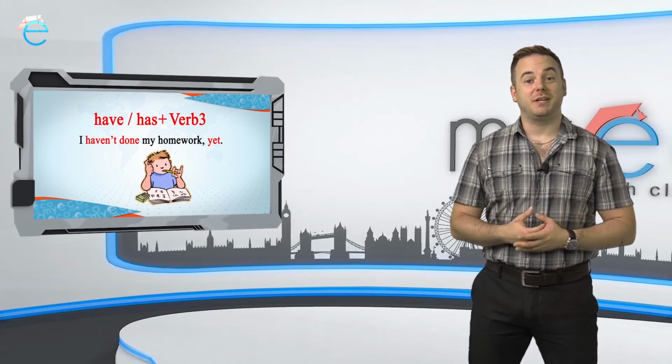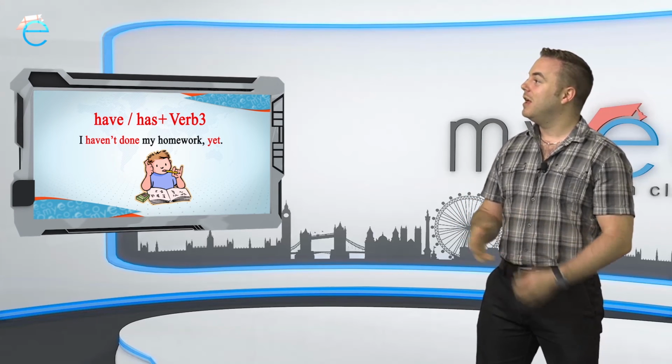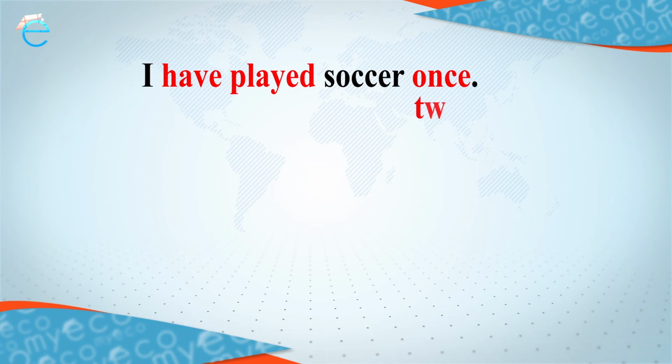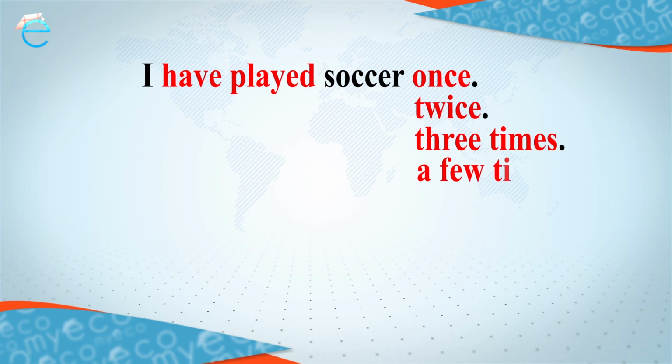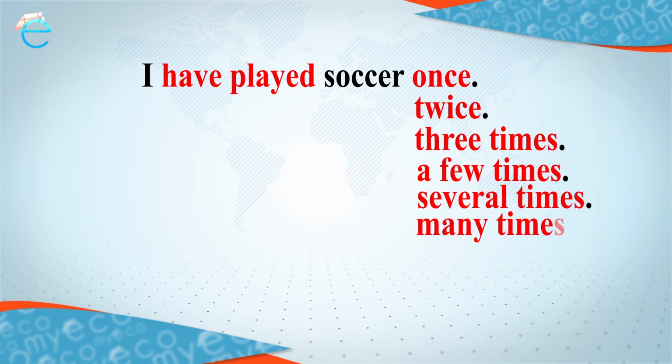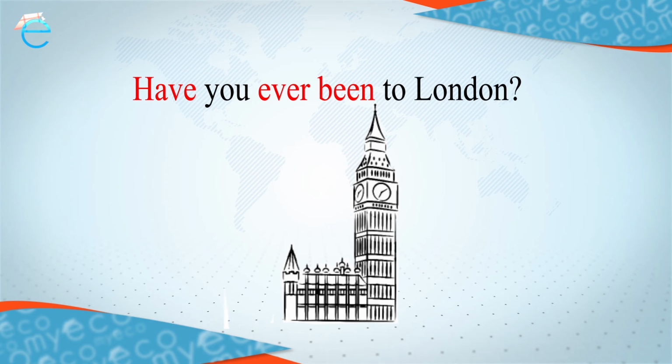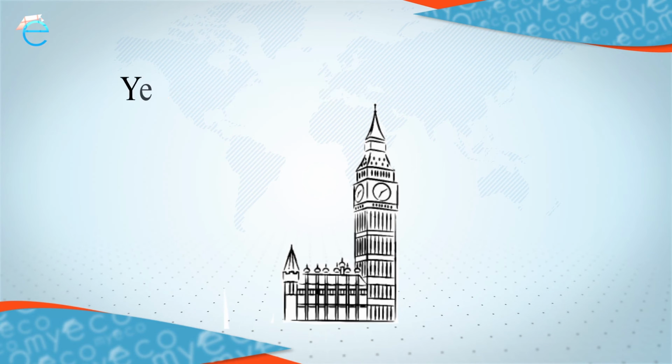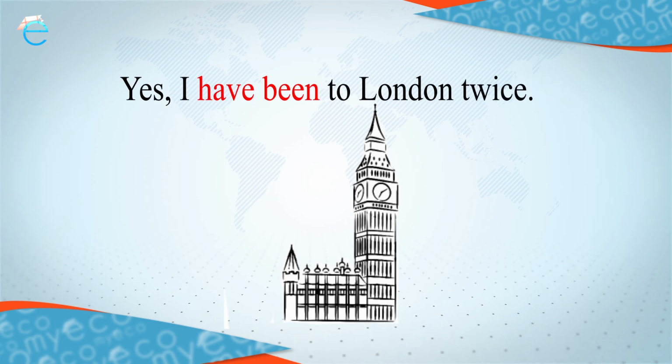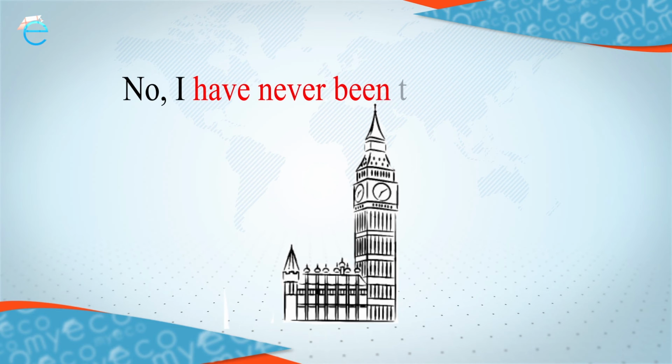And if we want to talk about experience, we can say, for example, I have played soccer once, twice, 3 times, a few times, several times, many times, or a lot of times. If we want to ask about an experience, we can ask, for example, have you ever been to London? And we pronounce it been, not been. If we say it quickly, it's have you ever been to London? Yes, I have been to London twice. Or no, I have never been to London.